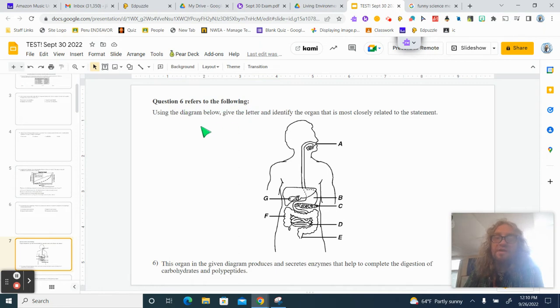Question 6 refers to the following. Using the diagram below, give the letter and identify the organ that is most closely related to the statement. This is a constructed response, but your answer is going to be in the form of one letter. This organ in the given diagram produces and secretes enzymes that help complete the digestion of carbohydrates and polypeptides. Is it A, B, C, D, E, F, or G? I'm going to write the letter.